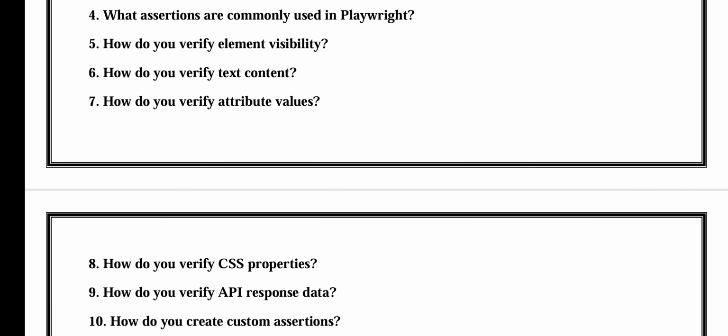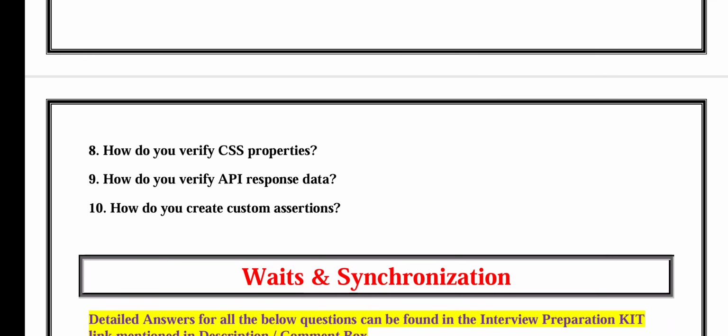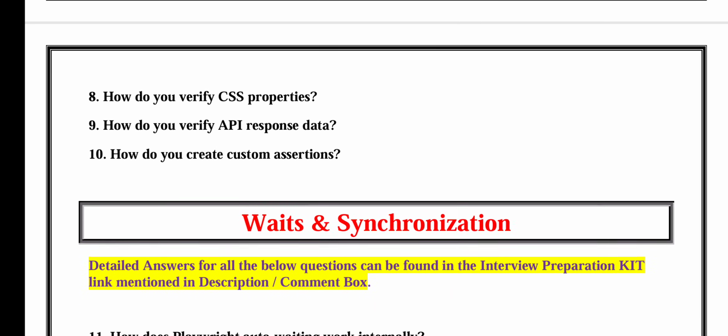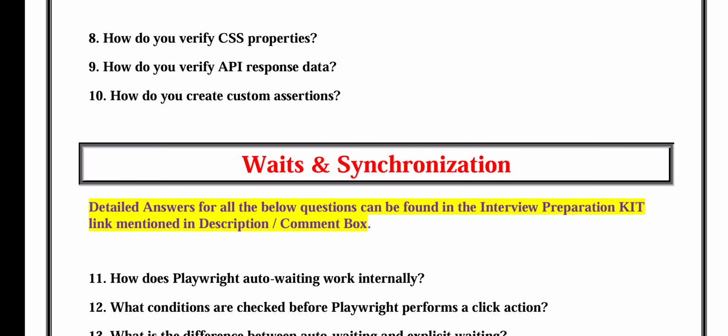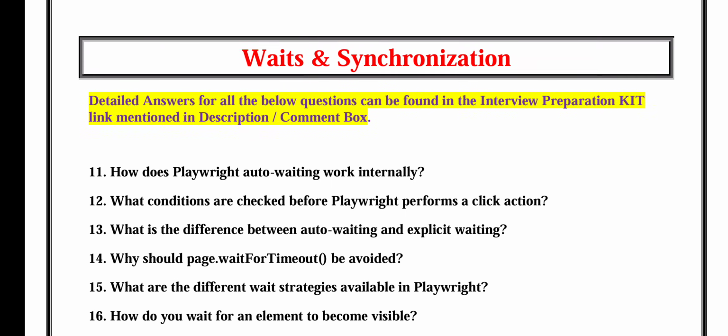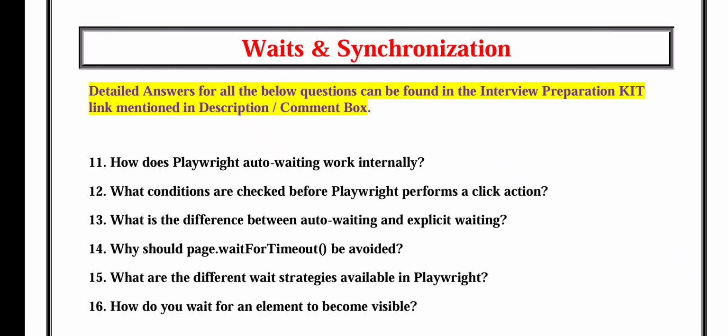How do you verify attribute values? How do you verify CSS properties? And how do you verify API response data? How do you create custom assertions? And the next set of interview questions are with respect to waits and synchronization.